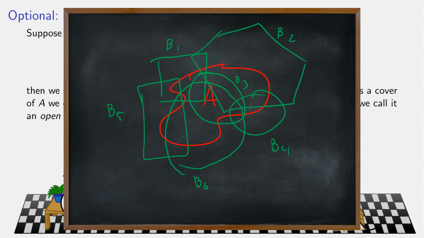B6. So notice, if I fill in all of the green things, I will cover the red one. All the B's, if I fill them in, cover the A. So even though the sets B have infinitely many elements in them individually, the collection only has 6 elements. There were only 6 sets that I put into this collection. This is a finite cover of A.